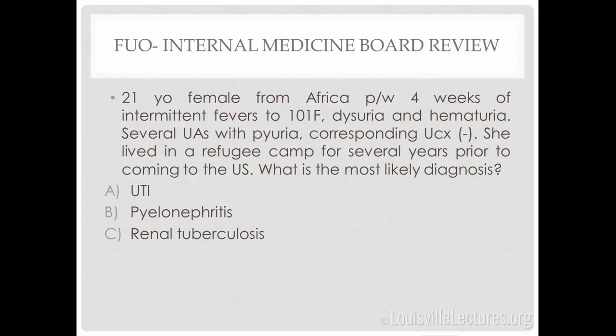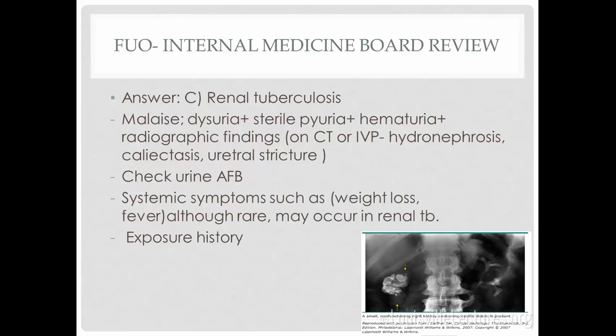A UTI, pyelo, or renal TB? Any takers for A? Okay, good. Any takers for B? No. Maybe. Okay, and what about C? All right, so this is a classic case, right? If you have dysuria, sterile pyuria, and hematuria, that's the classic triad for renal TB.